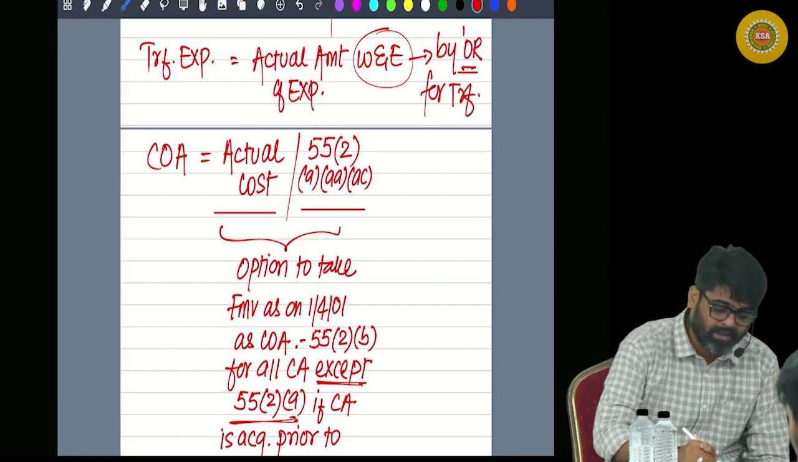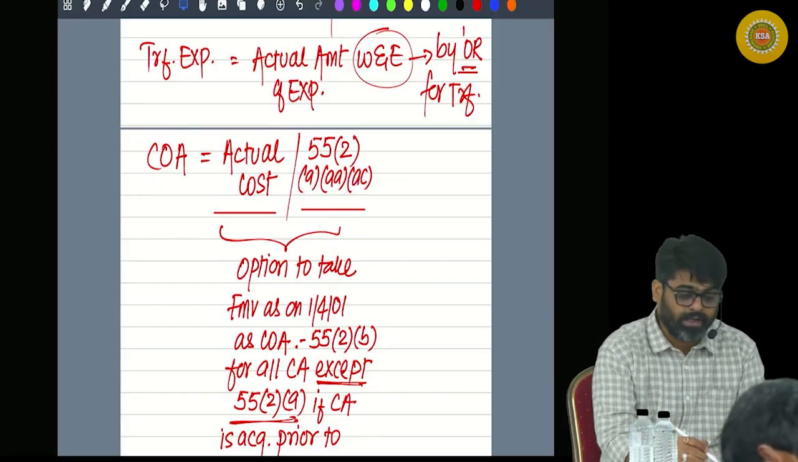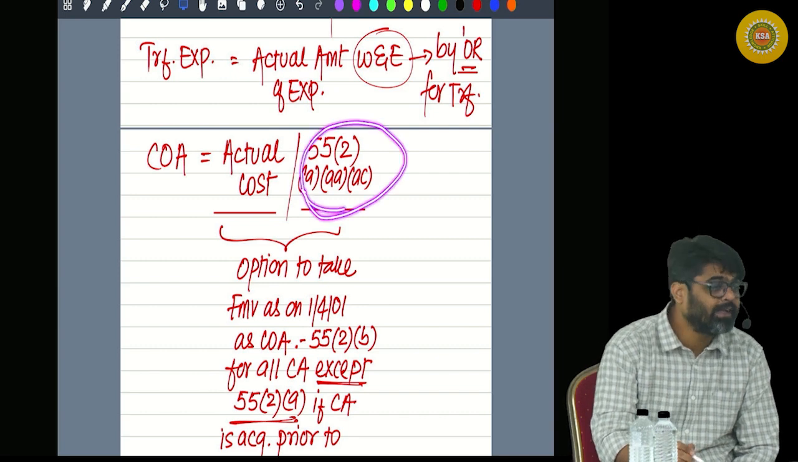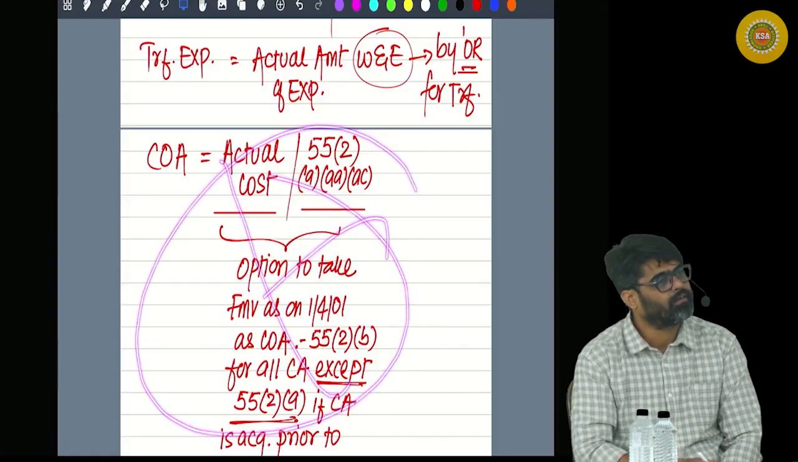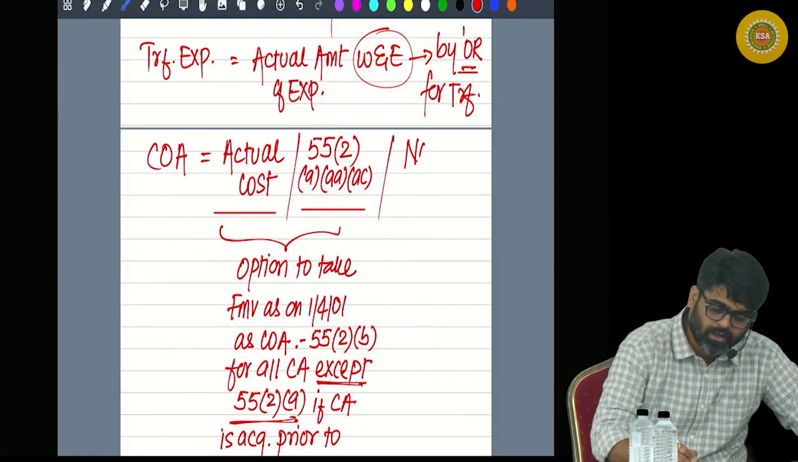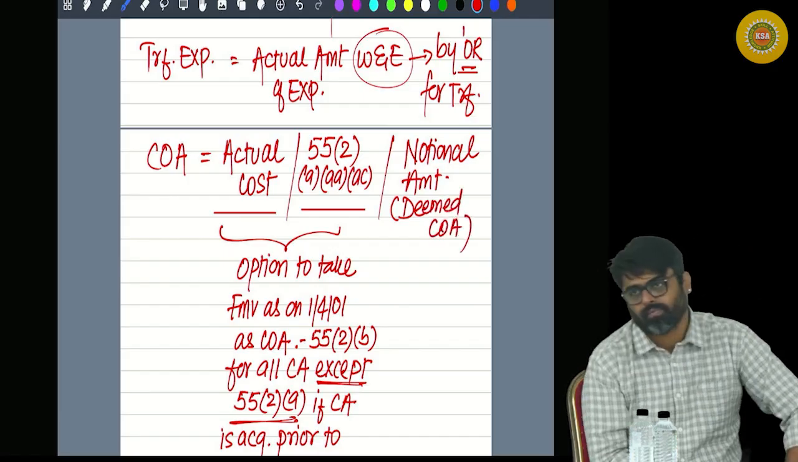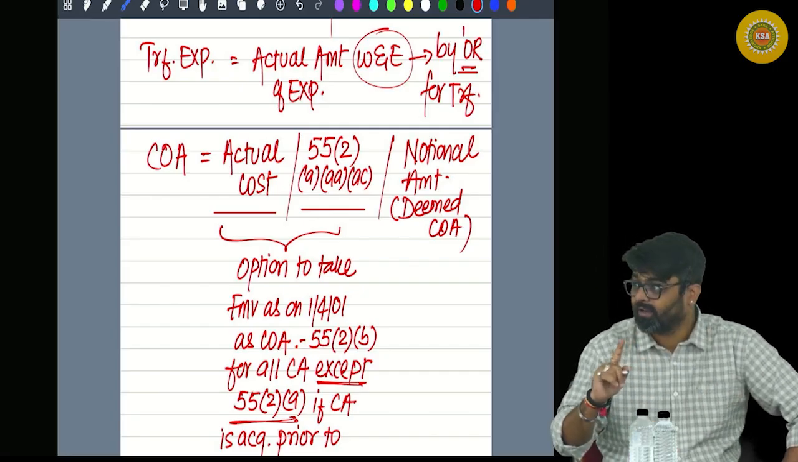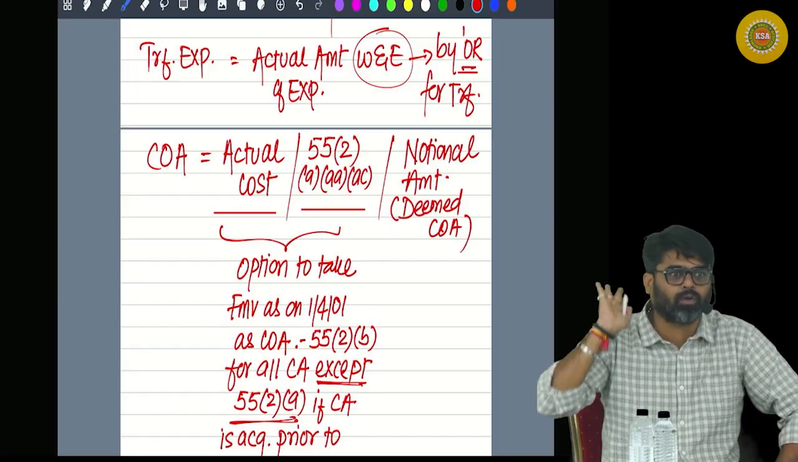Now pay attention. Sometimes you will take this, or fair market value, whichever is higher. But sometimes you will ignore everything, and a notional amount will be deemed to be your cost of acquisition. No need to take actual cost, no need to take 55 to cost. Forget everything. You are going to take that amount as cost which we are telling you to take.